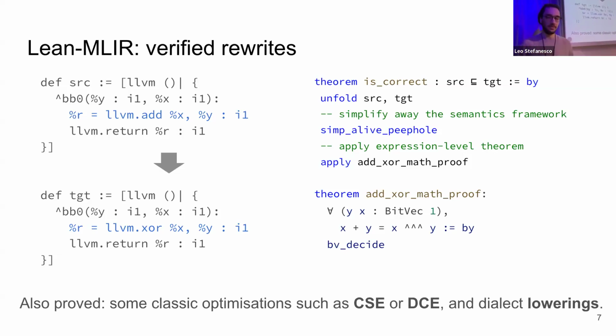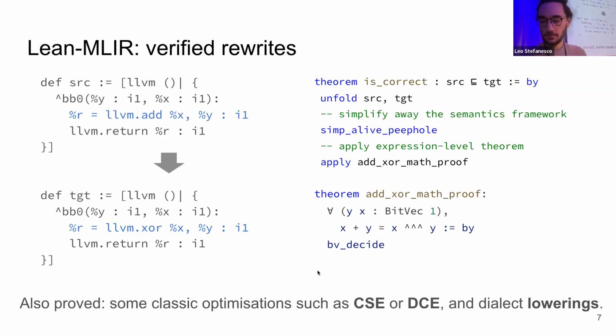And we also proved some simple, classic optimizations, such as constant sub-expression elimination and dead code elimination, as well as simple lowerings, which are translations from a higher level dialect to a simpler dialect.